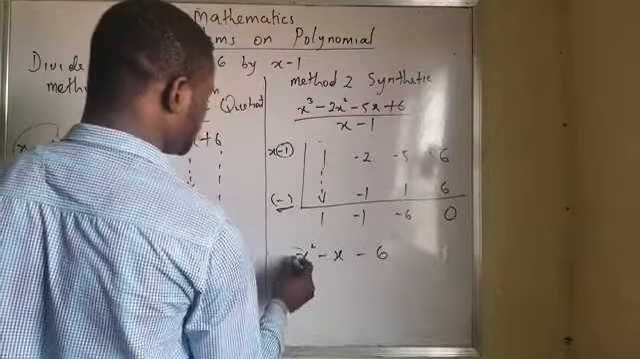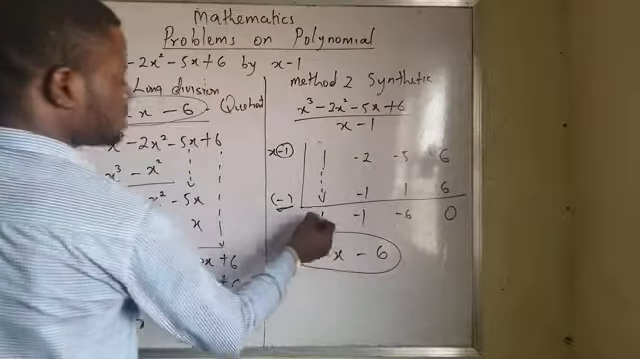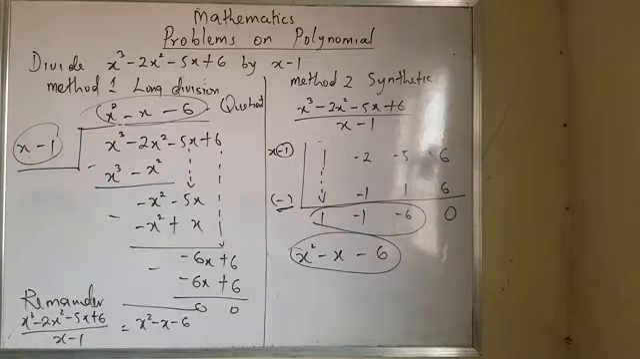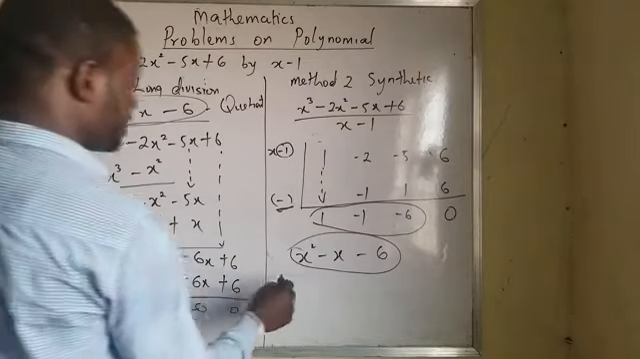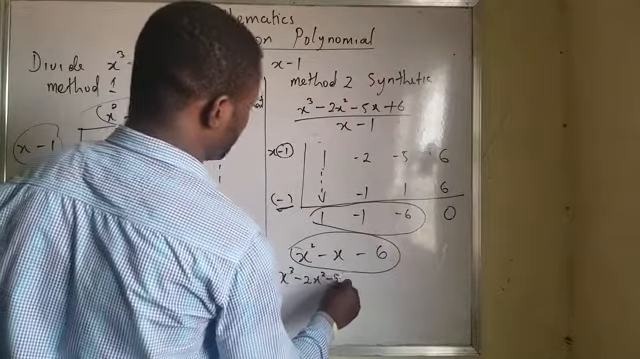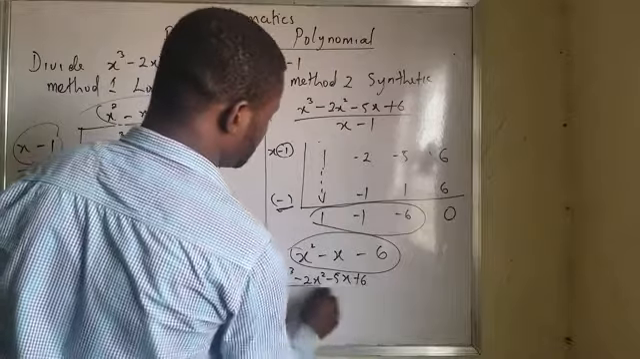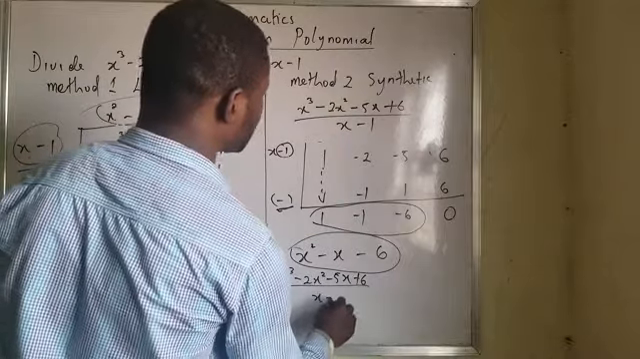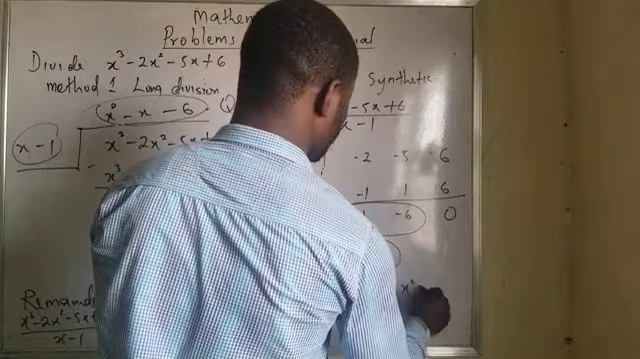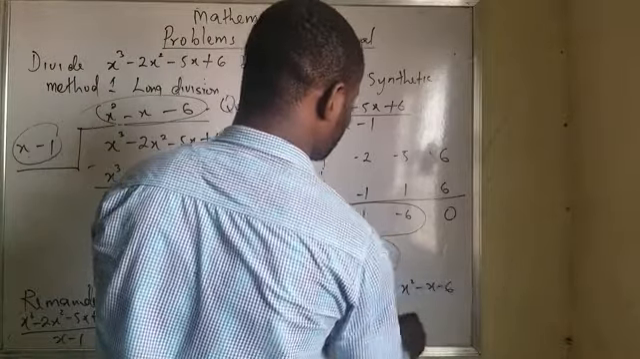That is your what? Your answer. It means what I'm having here is what I'm just talking about. That is what I'm having there. It means that when I divide x cubed minus 2x squared minus 5x plus 6 by x minus 1, it will be equal to what? x squared minus x minus 6. That is all.